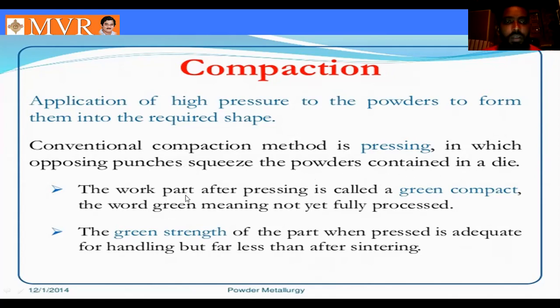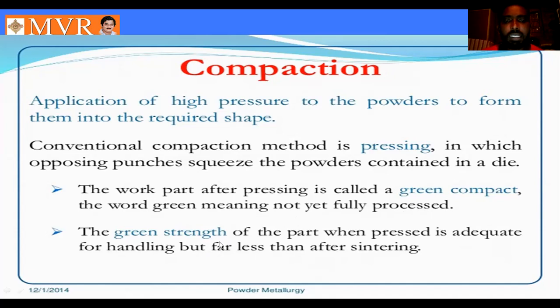Next, the workpiece after pressing is called the green compact. Before pressing and after pressing, when we apply pressing on the metal powder, that we call the green compact. The word green means not fully processed. This is the compacting method.